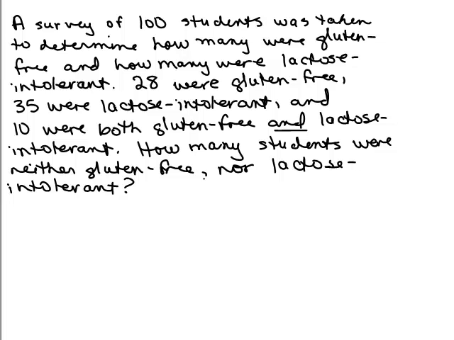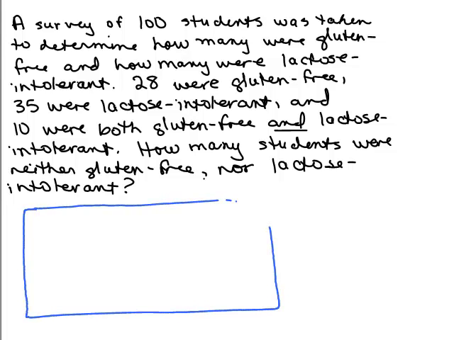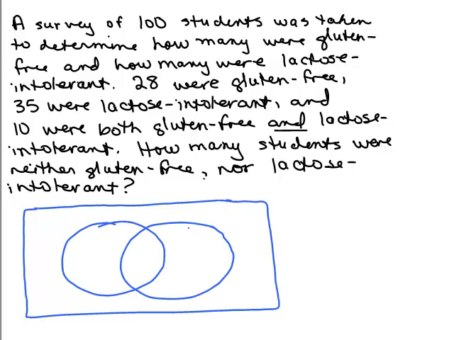So we're talking about two different things, gluten-free and lactose intolerant. So let's make a Venn diagram that has two circles in it. One for gluten-free and one for lactose intolerant. How about I call this one GF for gluten-free and this one LI for lactose intolerant? You could label it however you want. The Venn diagram is there to help you answer the question.